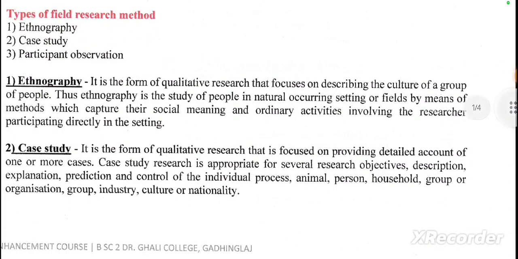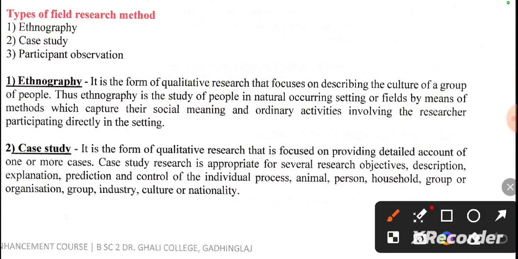So there are types of field research method. The first type is ethnography, the second one is case study, the third one is participant observation. Ethnography is the form of qualitative research that focuses on describing the culture of a group of people. So thus ethnography is the study of people in naturally occurring settings or fields by means of methods which capture their social meaning and ordinary activities involving the researcher participating directly in the setting. So that is nothing but the ethnography.